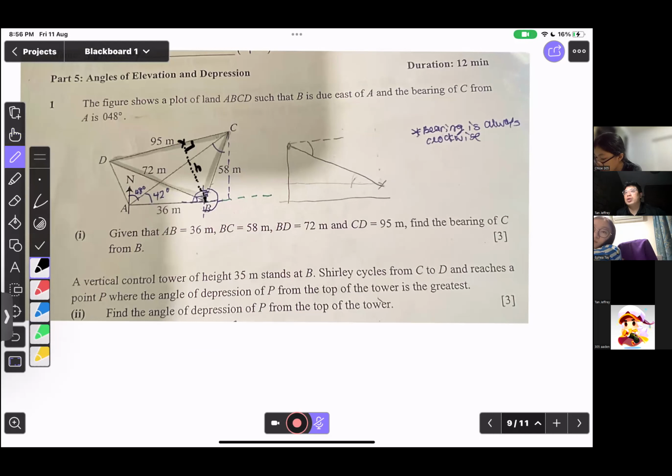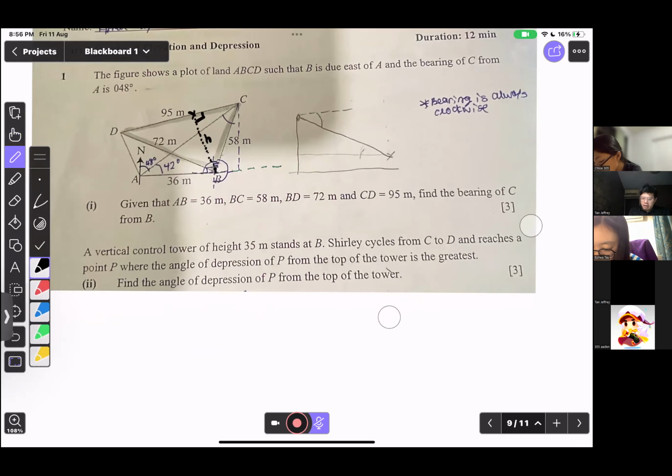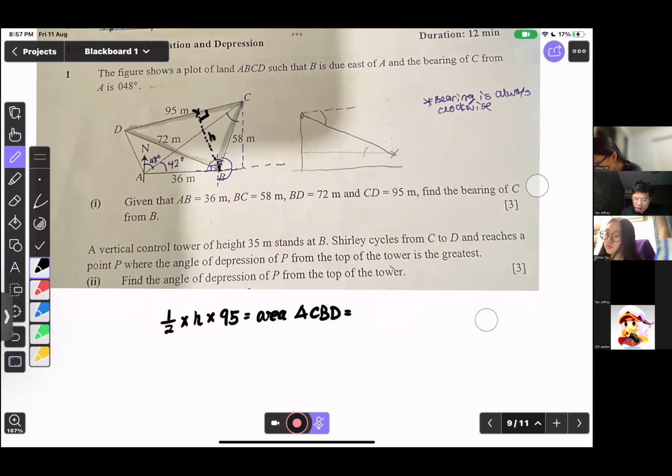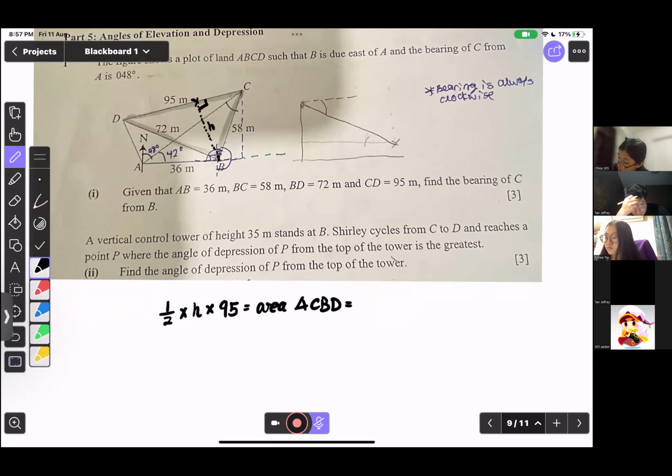Usually, what we do is we will use area of triangle to help us. So we will know that half times H times CD, which is 95, is actually the area of triangle CBD. And I believe that you will be able to find the area of triangle CBD through other ways, right? Do you know any of the angles in CBD? I think you should have found something from part one.